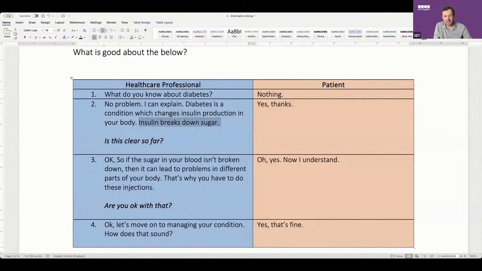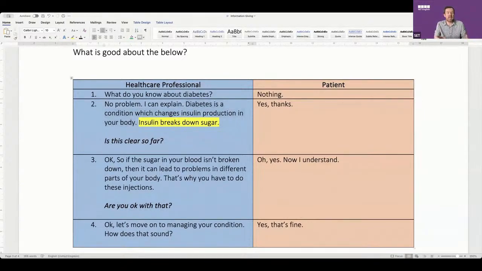I didn't have to, did I? But I decided I'll just put a little explanation about what insulin is. Because if you've never heard of it, you might not know, or maybe you've heard the word insulin, but you don't know what it does. This is good. Okay, so it's a very basic explanation.